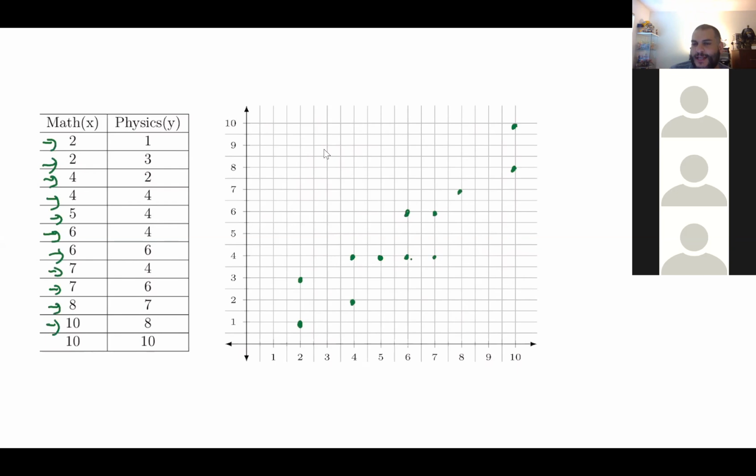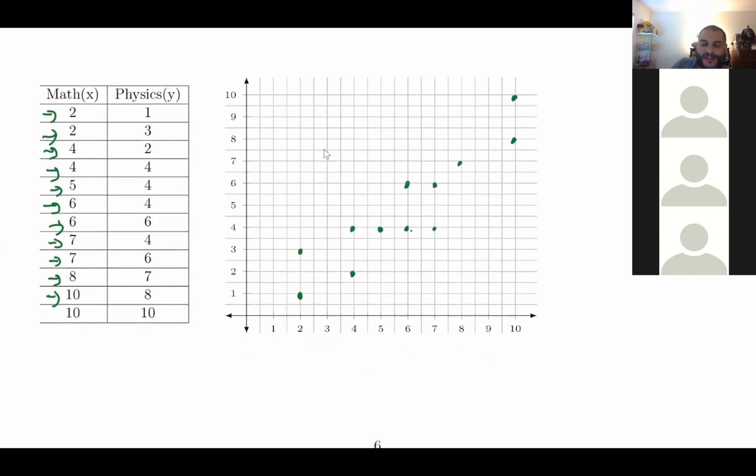Everybody good with that scatter plot? Yes. All right, cool. So let's look at the scatter plot. What we're going to do is make a prediction of what we should expect our R value to be.